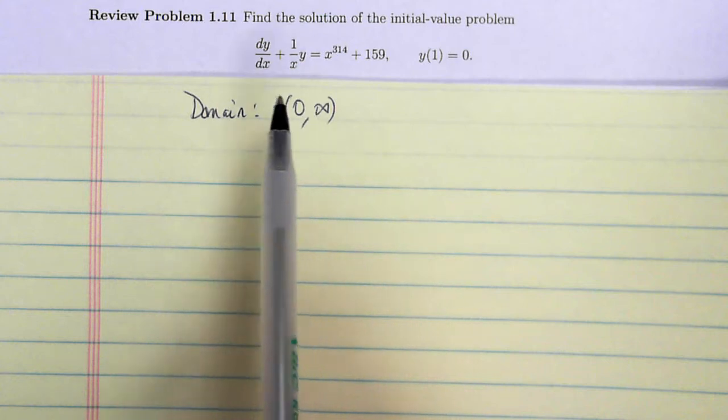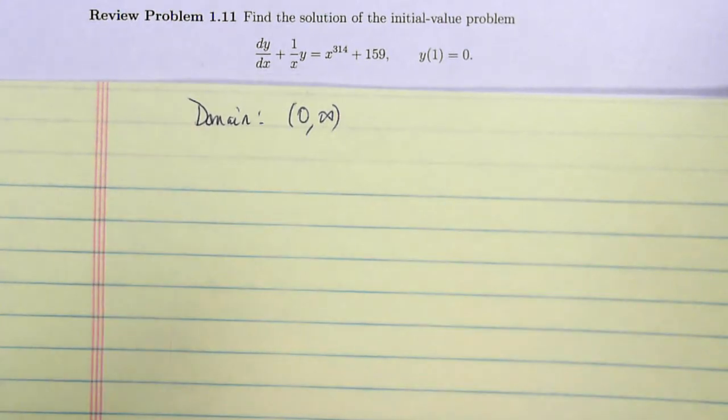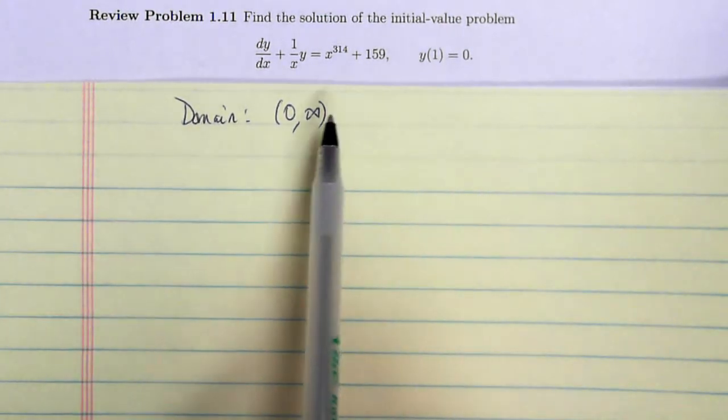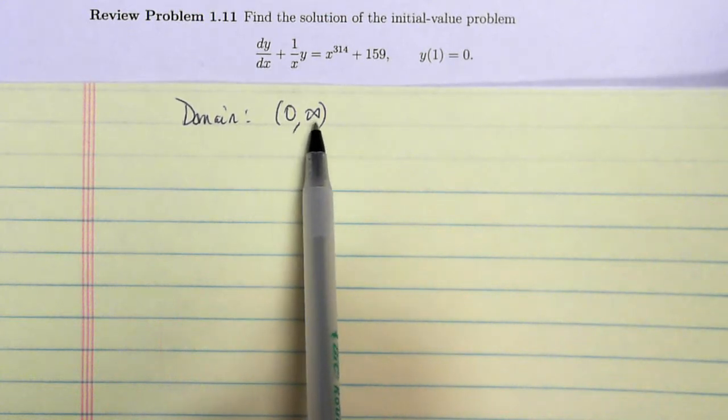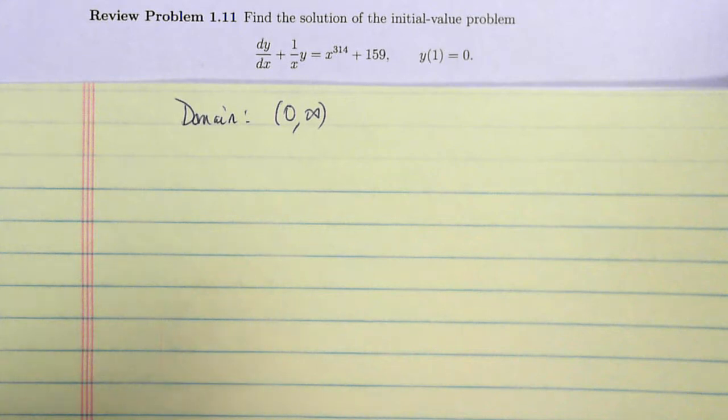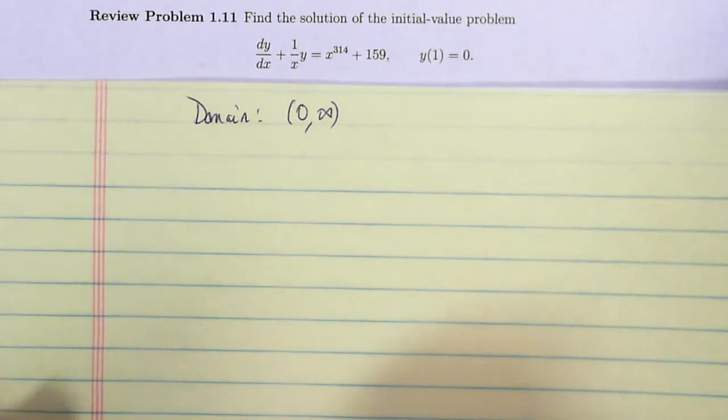Now, ordinarily in pre-cal, for 1 over x, the domain would be x not equal to 0. However, for this class, solutions can't jump through discontinuities. So the domain of the solution will be all positive numbers. That'll become important in a little bit.